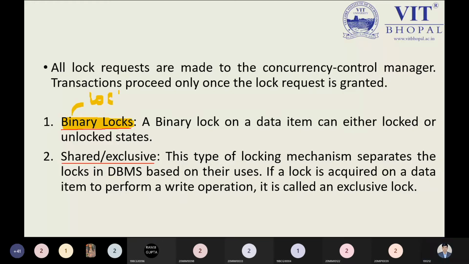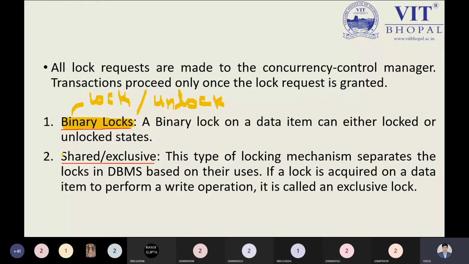So unlike the lock, we have the unlock, because we have the two parts. So this is known as the unlock and lock. A binary lock on the data item can either be in a locked or unlocked state. So this represents the state actually.